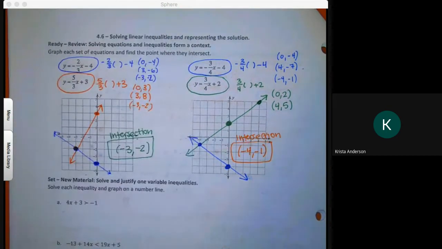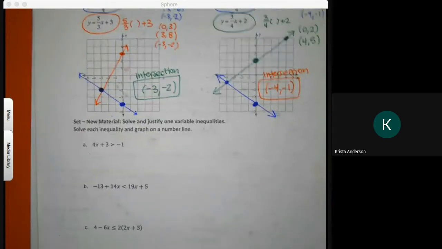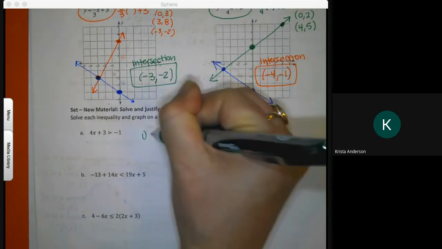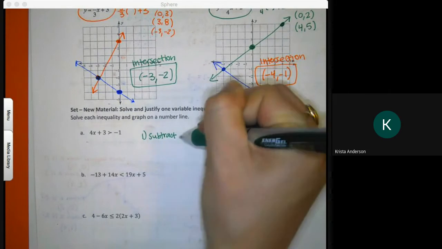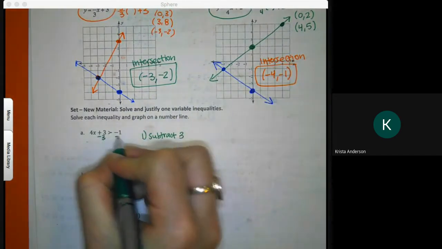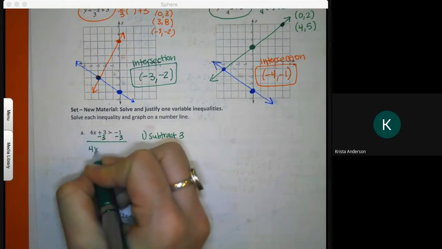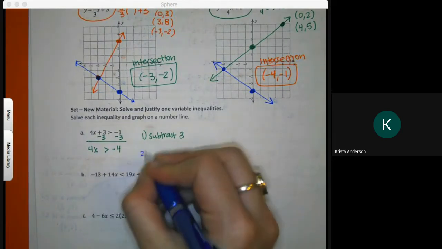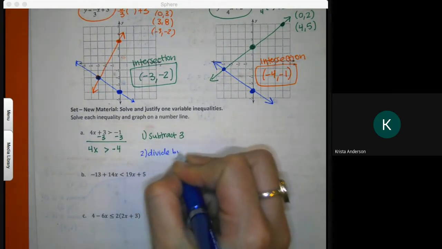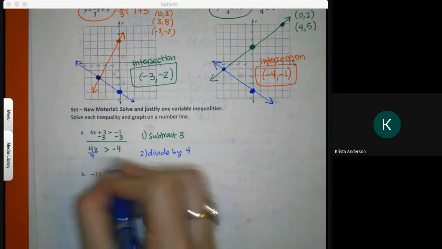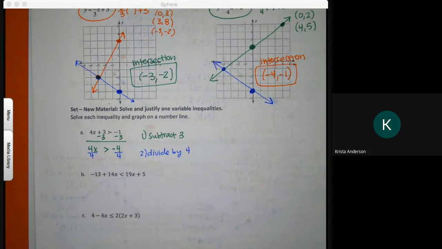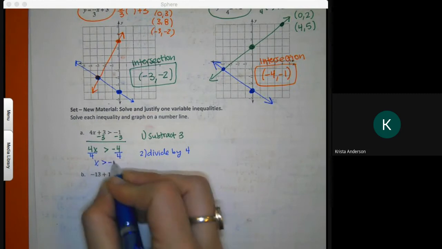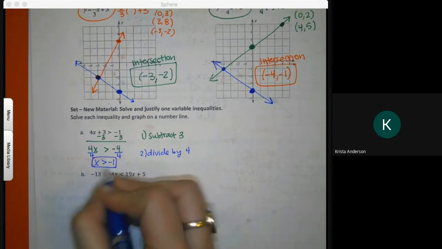Okay, next, we are going to be solving inequalities and graphing them on a number line. For the first one, I'm going to subtract 3. 4x is bigger than -4. I then divide by 4 that's attached to the x. Will I flip my sign? Nope, I leave the sign alone. X is bigger than -1. That would be my solution.